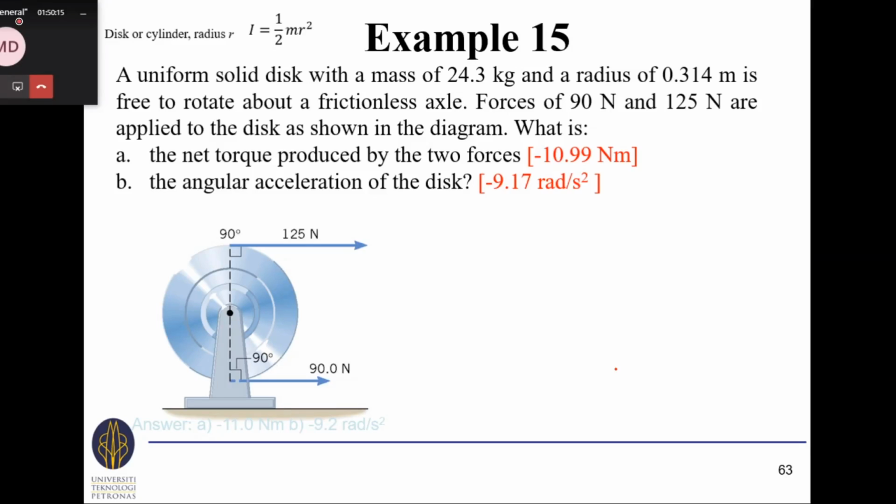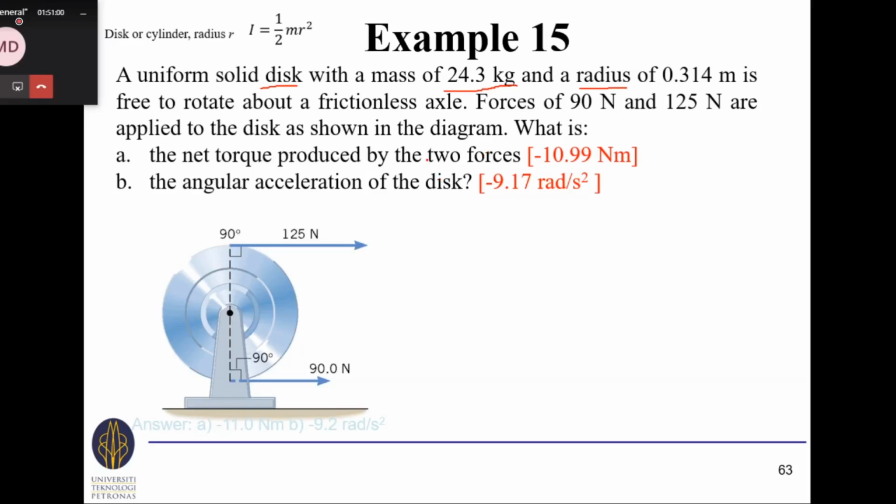So uniform solid disk, that should be the hint that the case is referring to a disk. You are given the mass, which is 24.3 kg, and the radius is 0.134 meters. So that means this is already the radius. And free to rotate about a frictionless axle. So that means we take that there is no friction opposing the rotation. If you have friction here, it's going to be a mind-blowing calculation. You don't want that to happen. So no, we are not going to have friction there.